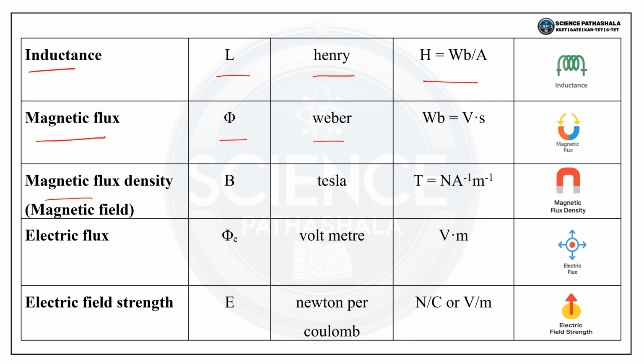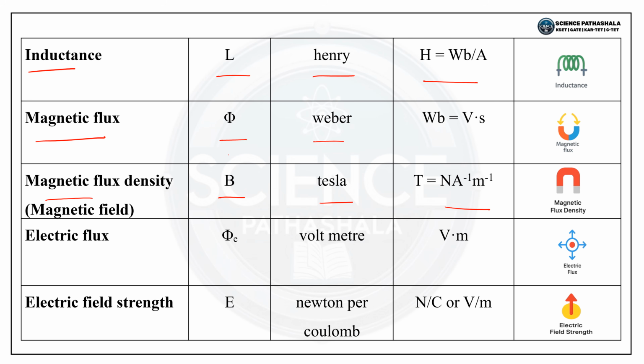Next, magnetic flux density or magnetic field. This is the magnetic flux per unit area at a point in the magnetic field. This is represented by the symbol capital B. The SI unit is Tesla. The unit symbol for this is Newton per ampere per meter.